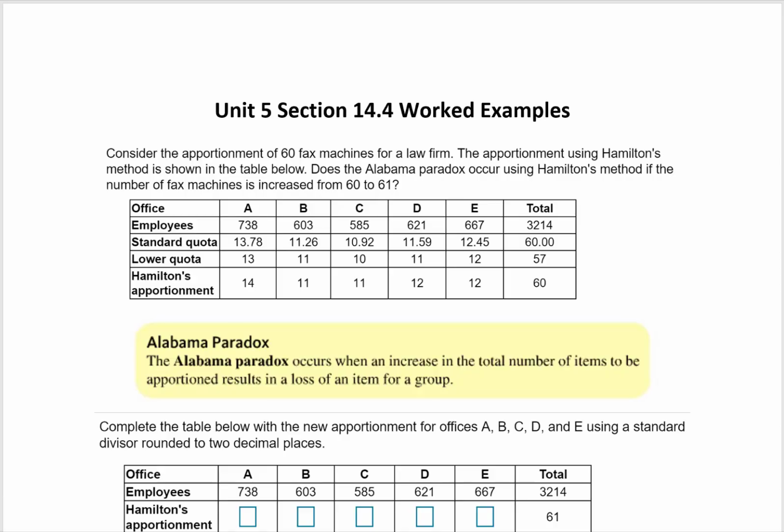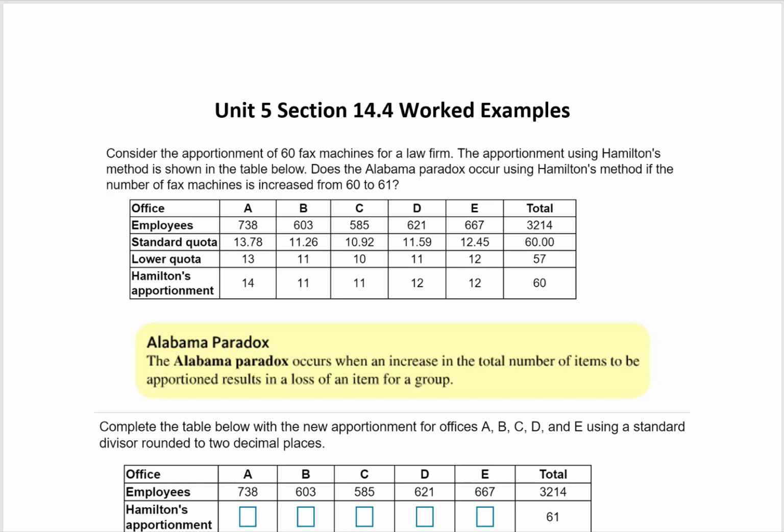Unit 5, Section 14.4 Worked Examples. Consider the apportionment of 60 fax machines for a law firm. The apportionment using Hamilton's method is shown in the table below. Does the Alabama paradox occur using Hamilton's method if the number of fax machines is increased from 60 to 61?